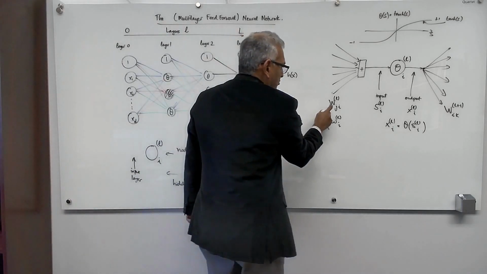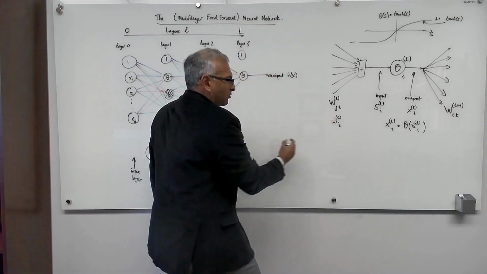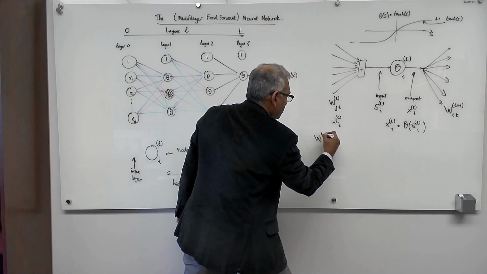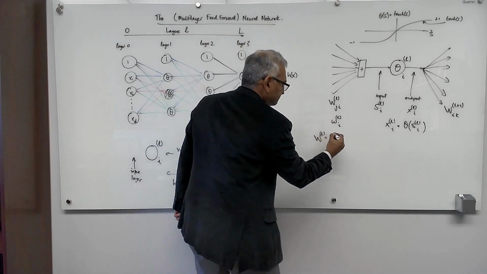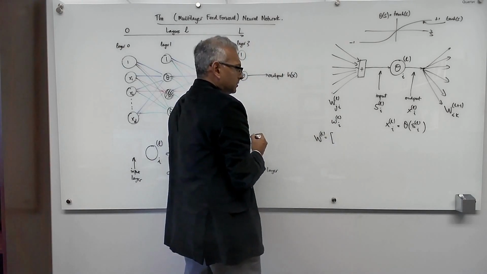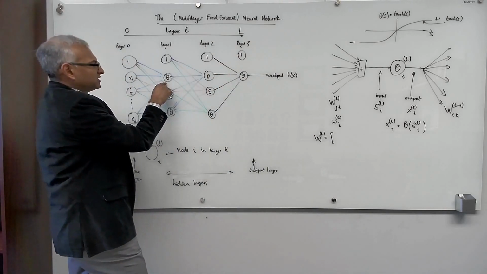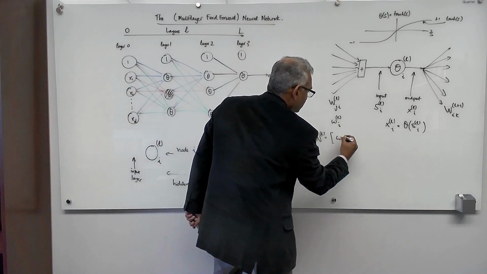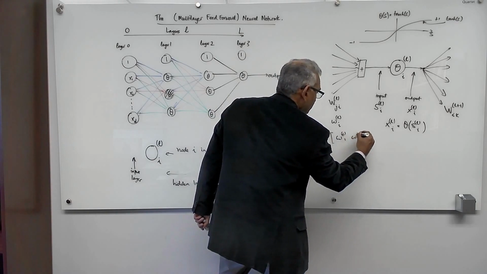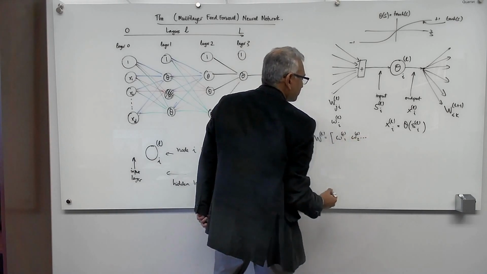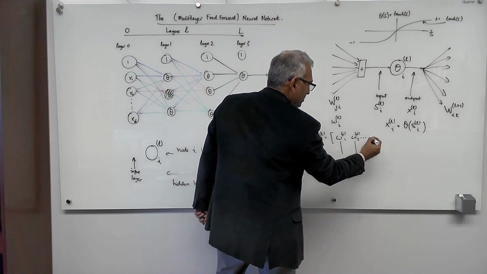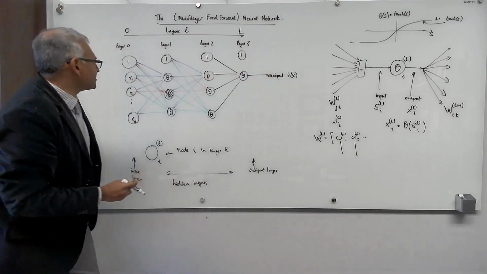So it's convenient to represent this set of weights WL as the weights coming into vertex 1, node 1, so WL1, WL2, and so on. Okay, so this is WL. These are column vectors. But now how many are there going to be?